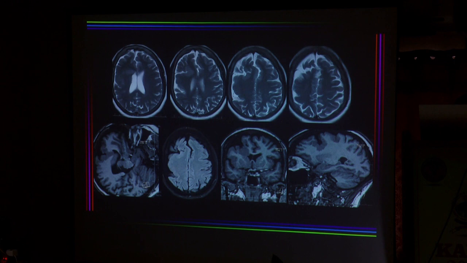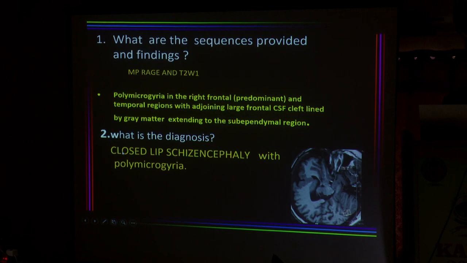See, these are some other images. T2 weighted image which is seen here, and the FLAIR image that is seen. This is just a 3D reconstructed image. You can just trace it using a curved multiplanar image. So this is the MP-RAGE sequence, as some of you told. So basically there is polymicrogyria with a large CSF cleft which is extending to the subependymal region. So this is actually a closed lip schizencephaly with polymicrogyria.